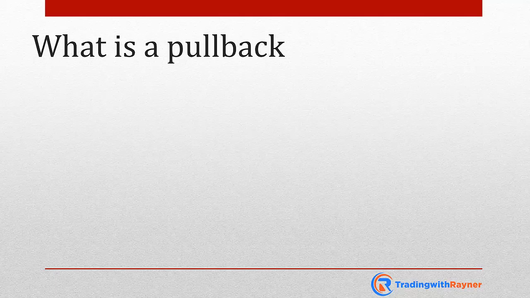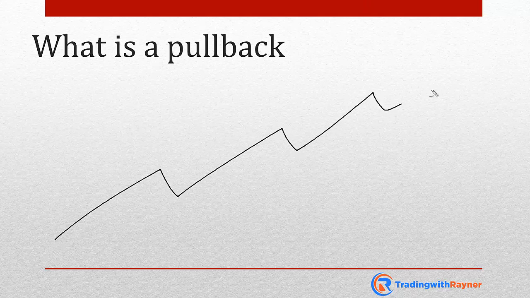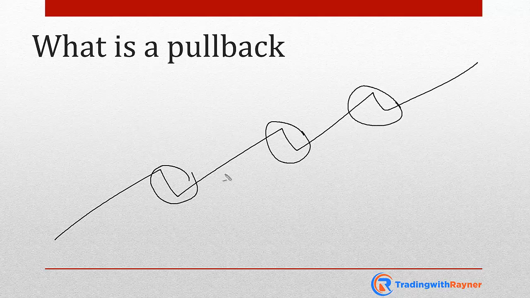So, what is a pullback? A pullback looks something like this. If you have an uptrend, then the move that is against the underlying trend, like this over here, and this over here, are known as pullbacks in the market. So if you're talking about trading pullbacks, you're basically entering the trade as the market has traded at a lower price in an uptrend.